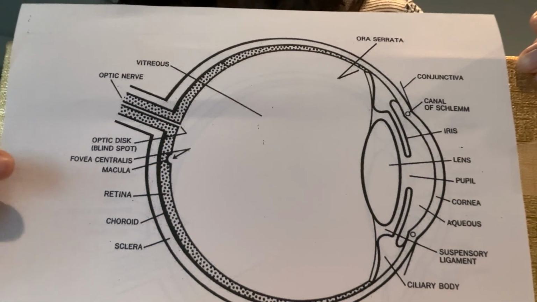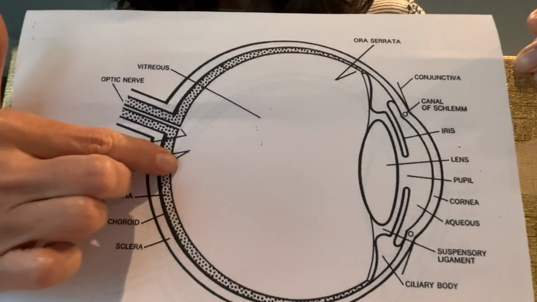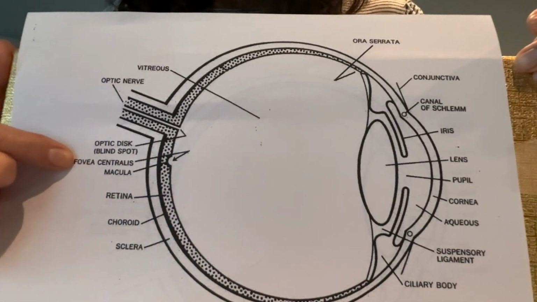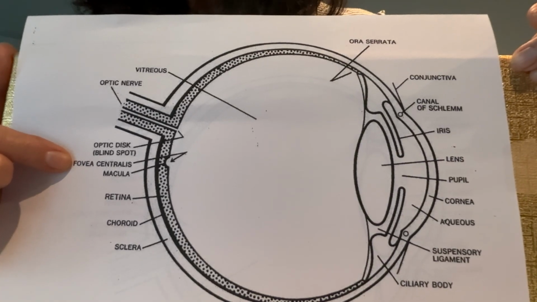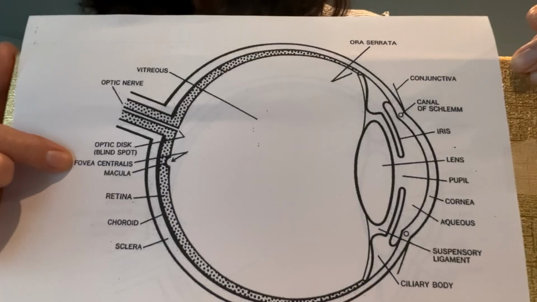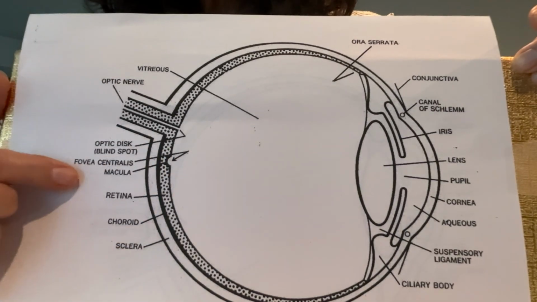Next, we have the fovea centralis. Here. The fovea centralis is the central portion of the macula and has the highest concentration of cones, and it is only at the fovea that we can see 20/20 vision.